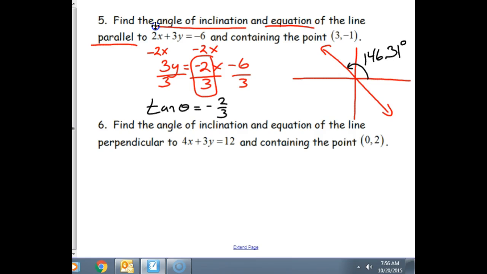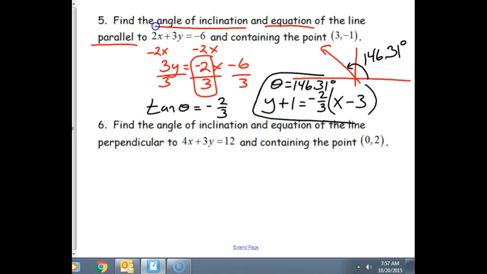So all I need to do is make my equation now. So that's going to be y plus 1 equals my slope, which was -2/3, times x minus 3. Okay? And theta is 146.31 degrees. So there's your answer. Sorry, I kind of typed with space there.